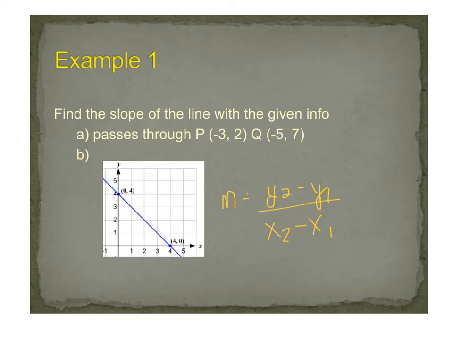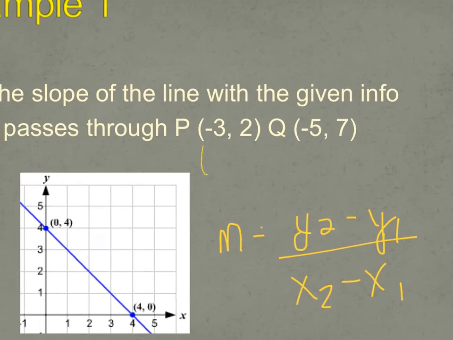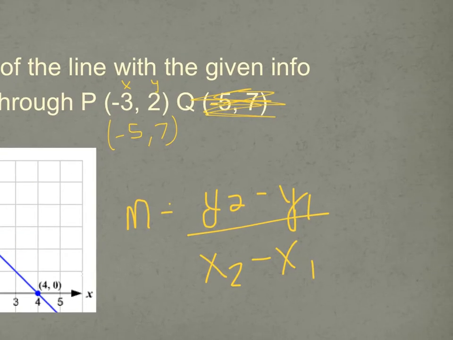Meaning, like I told you with everything else, I like to put my points on top of each other, right? So -5, 7. Here's my x's. Here's my y's. y2 minus y1. I personally would go 7 minus 2. Doesn't matter, you can do 2 minus 7. But if I start with 7 minus 2 for the y, what do I have to start with for x? The negative 5. Whatever point you start with on top, you need to start with that same point on the bottom. So I would say 7 minus 2 over what? -5 minus -3, or +3.